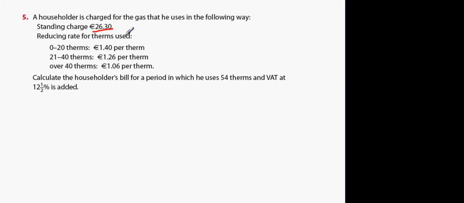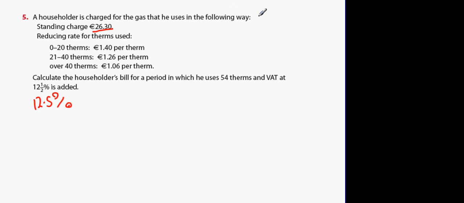So terms are like units, right? If you use 0 to 20 units, you pay €1.40 for each one. If you use 21 to 40, you pay €1.26. Over 40 terms is €1.06 per term. Calculate the householder's bill for a period in which he uses 54 terms and a VAT of 12.5%. So here's what we do.